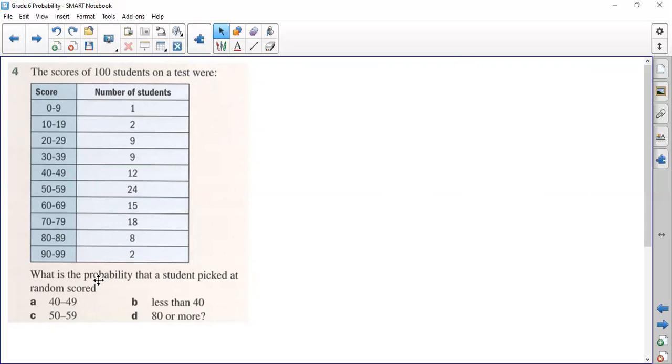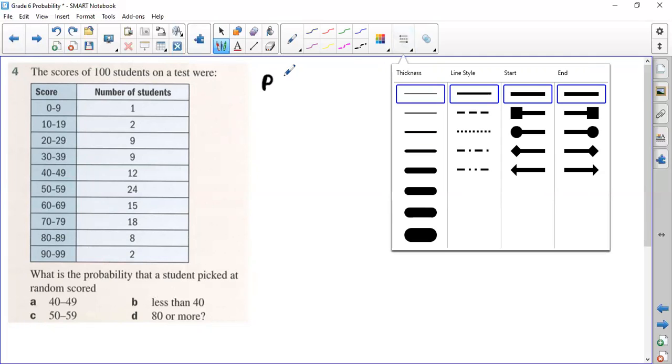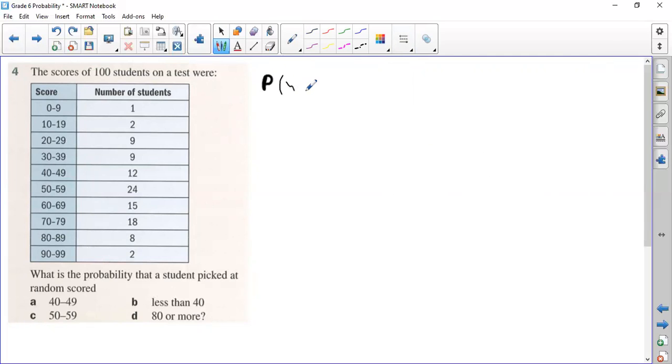So we have to find the probability that a student picked at random has a score between 40 and 49. We have to know the number of students that have taken between 40 and 49 points. It is 12. And the total number of students is 100. So it will be 12 over 100. If you simplify with 4, it will be 3 over 25.